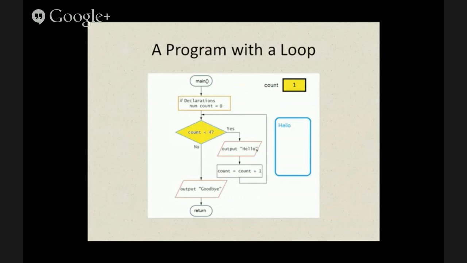Count is now 1. Count is still less than 4, so you output hello and add another 1 to count, and it's 2. Count is still less than 4, so you output hello a 3rd time, and now count becomes 3. At 3, count is still less than 4, so you output hello a 4th time and add 1 to count, making it 4. Now when you test count, it's no longer less than 4, and the loop ends, and goodbye is output, giving you 4 hellos and a goodbye. And that's the end of the program.